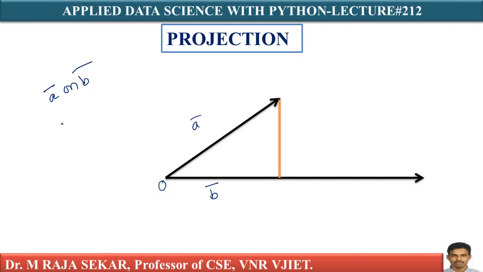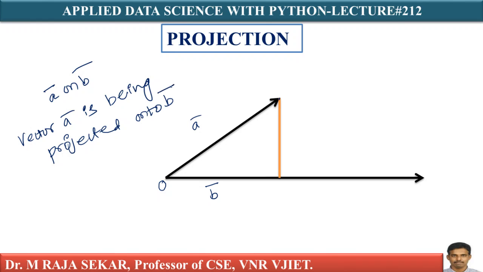So vector A bar is being projected onto B bar. Can I say like this? Yes. Now let me assume this is O, this is N, and this angle is theta. Here, what is my cos theta? By the definition of cos theta, it is adjacent side by hypotenuse, isn't it?